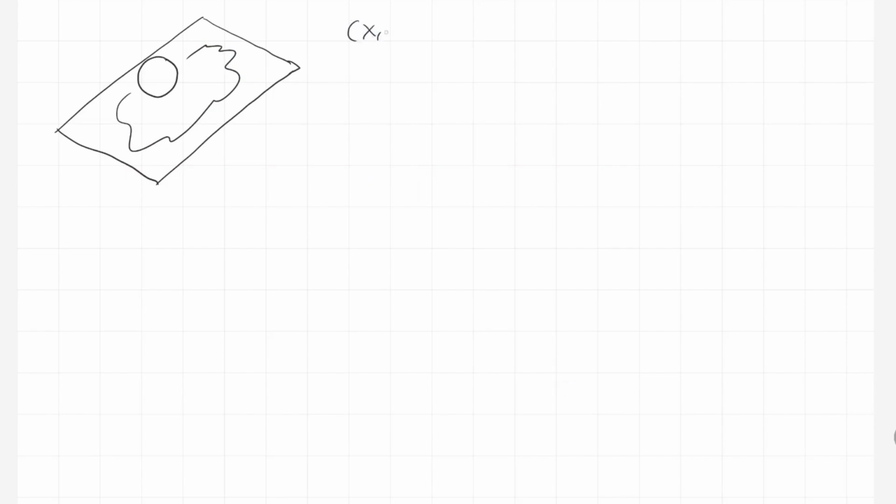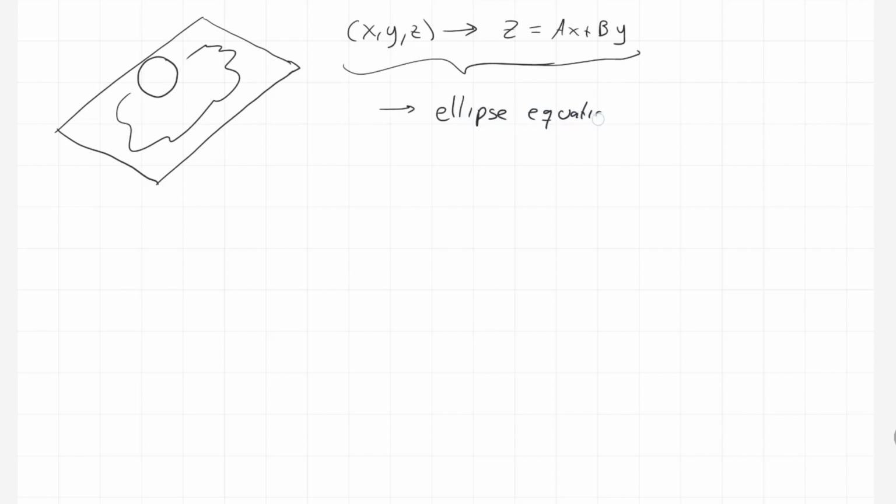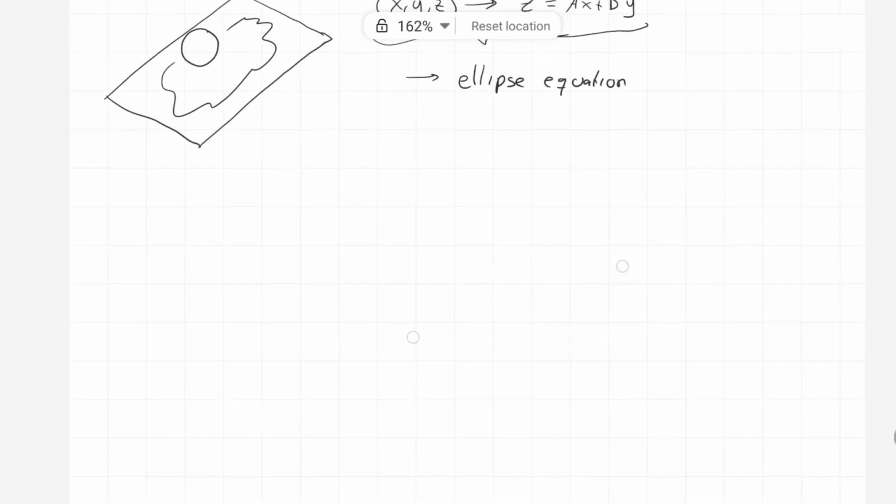That means that the coordinates that describe the motion of the planet will satisfy the plane equation, which is z equals ax plus by. Okay, we showed this on a previous video. But what we want to do now is that in this particular case, planets will satisfy also the ellipse equation. Okay, that is what we want to show.